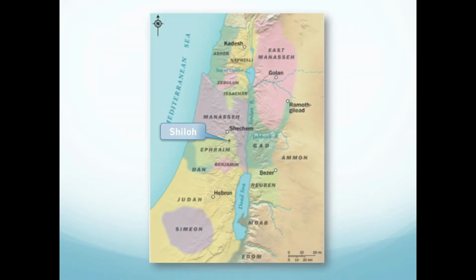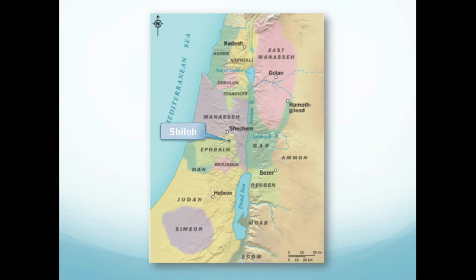Go to the next PowerPoint slide and locate Shiloh. It is clear that Shiloh was in the central part of the country. It's just 10 miles or 16 kilometers south of Shechem and it's in the tribal allocation of Ephraim. It might also be well to note here that Joshua was an Ephraimite.